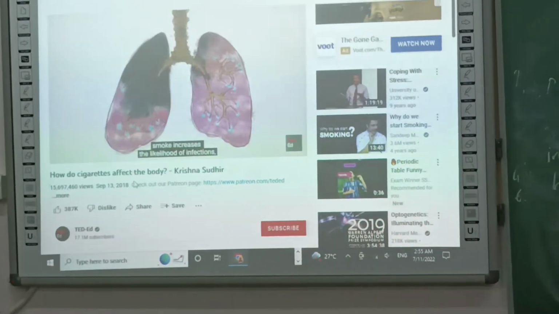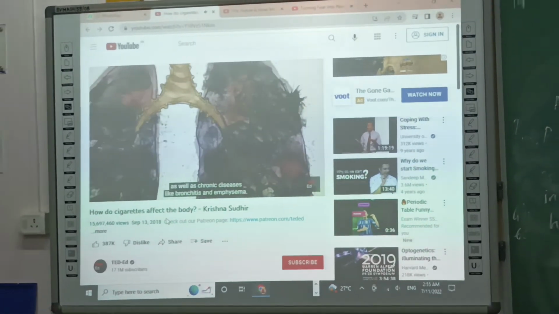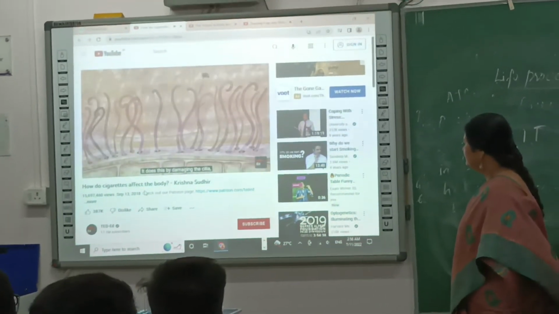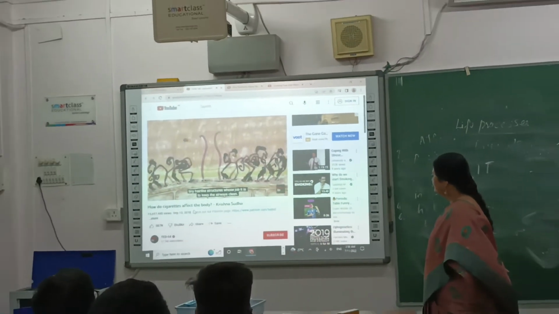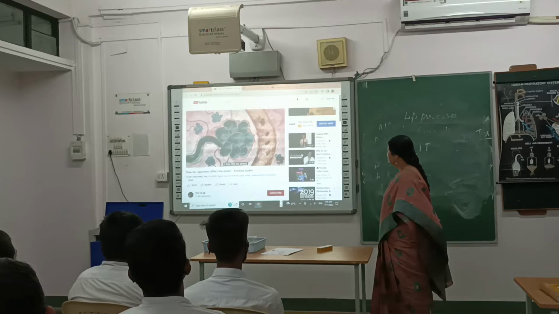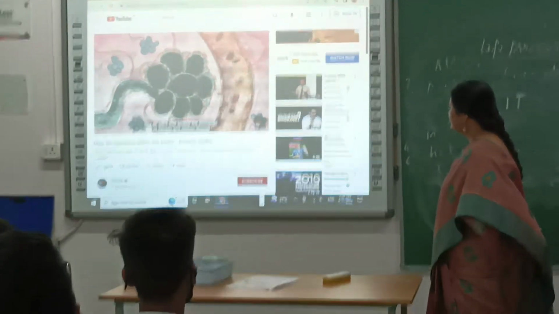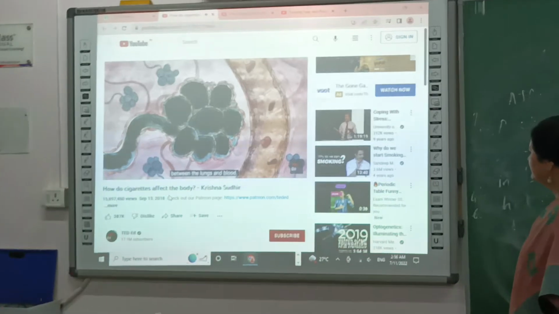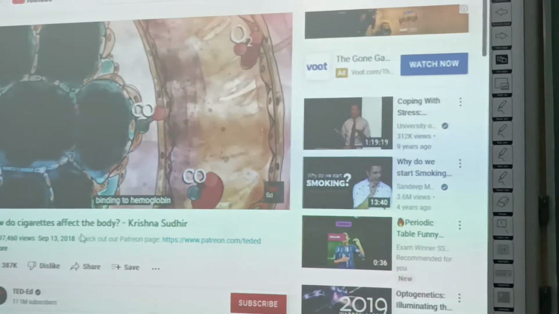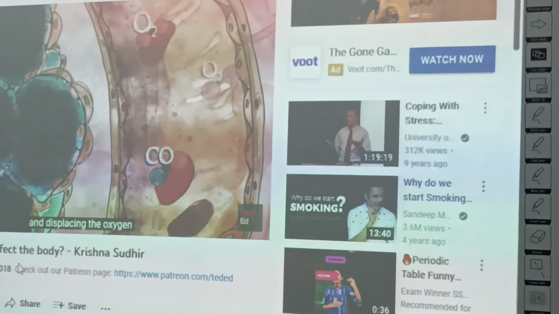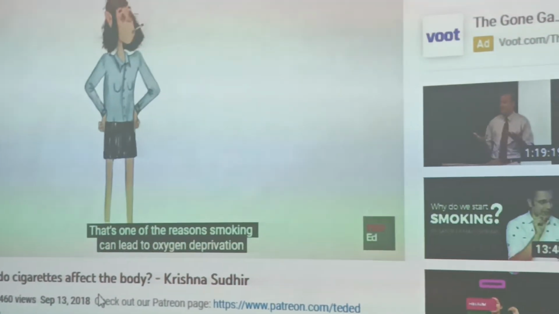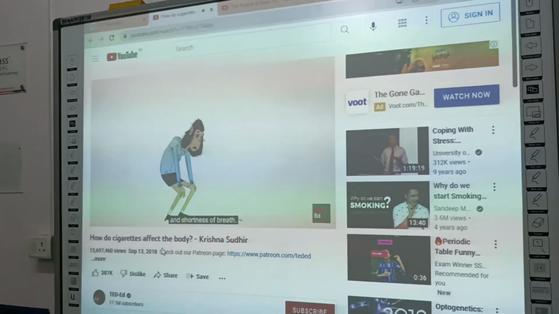Inside the airways and lungs, smoke increases the likelihood of infections, as well as chronic diseases like bronchitis and emphysema. It does this by damaging the cilia, tiny hair-like structures whose job it is to keep the airways clean. It then fills the alveoli, tiny air sacs that enable the exchange of oxygen and carbon dioxide between the lungs and blood. A toxic gas called carbon monoxide crosses that membrane into the blood, binding to hemoglobin and displacing the oxygen that would usually be transported around the body. That's one of the reasons smoking can lead to oxygen deprivation and shortness of breath.